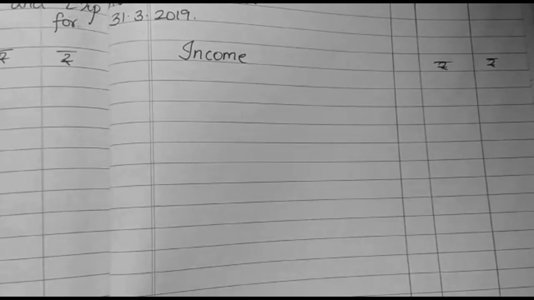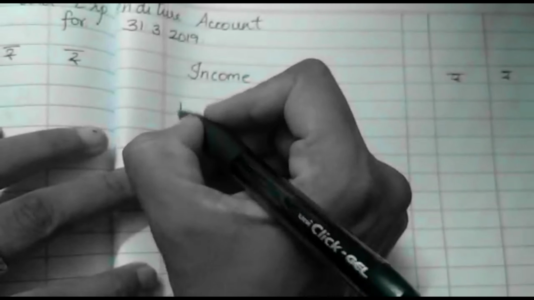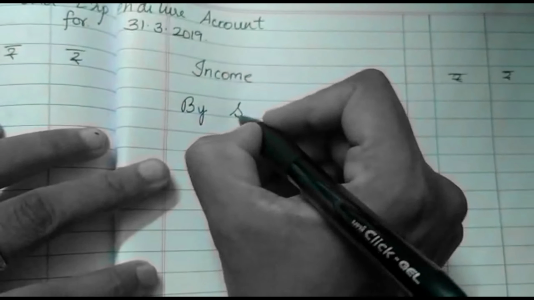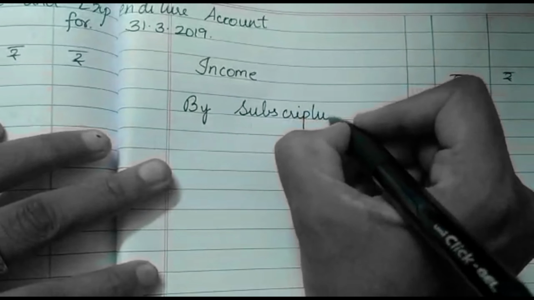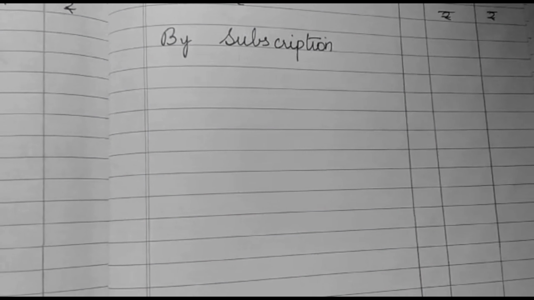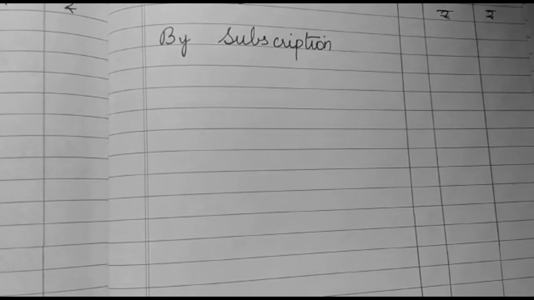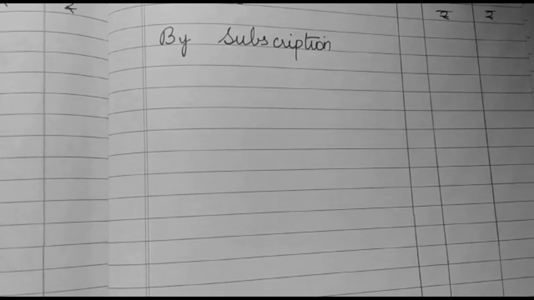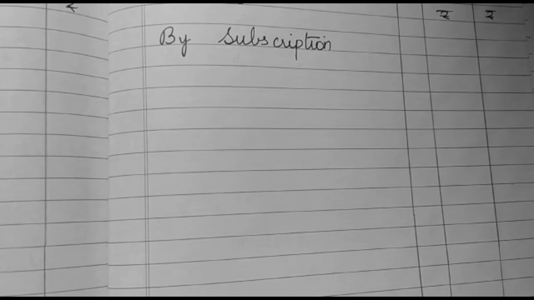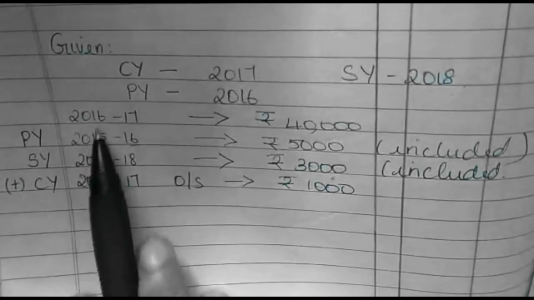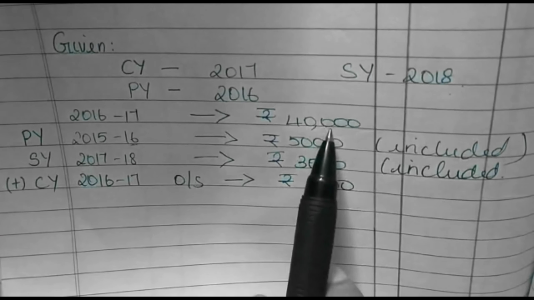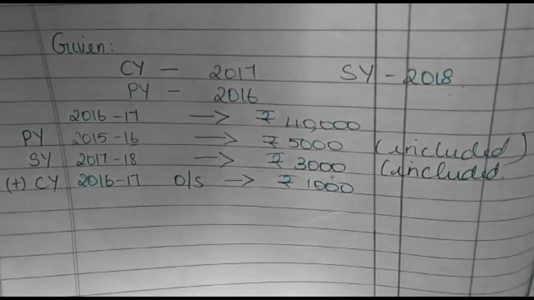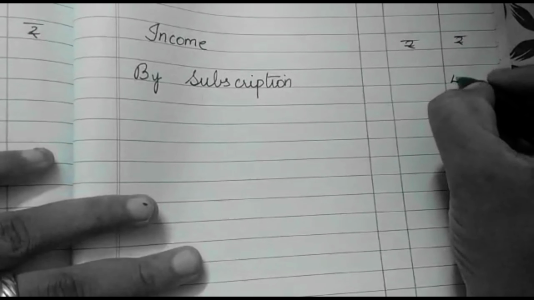Come to the income side like we did in the previous sum and write by subscription. Subscription received for the current year. We can take it from the given or from the sum itself. Here we have written for 2016-17, 40,000 is the subscription which is received. So this goes on the income side: 40,000.